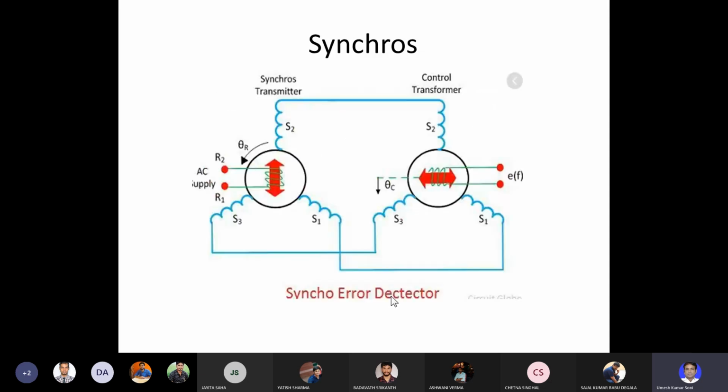So now the next electrical actuator is synchros. Here in the synchros, you have the fixed AC supply given to the R1 R2 terminals, and whenever you change the angular position, three phase voltage will be generated in S1, S2, S3 coils, and these three phase voltages will apply certain D and Q axis voltages in the stator of the secondary machine.